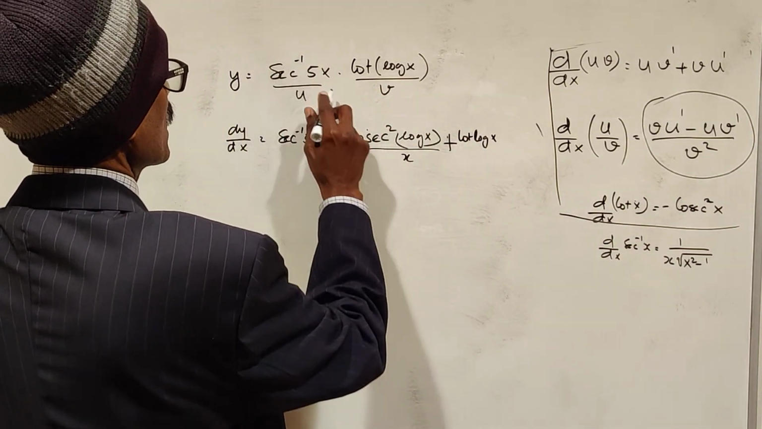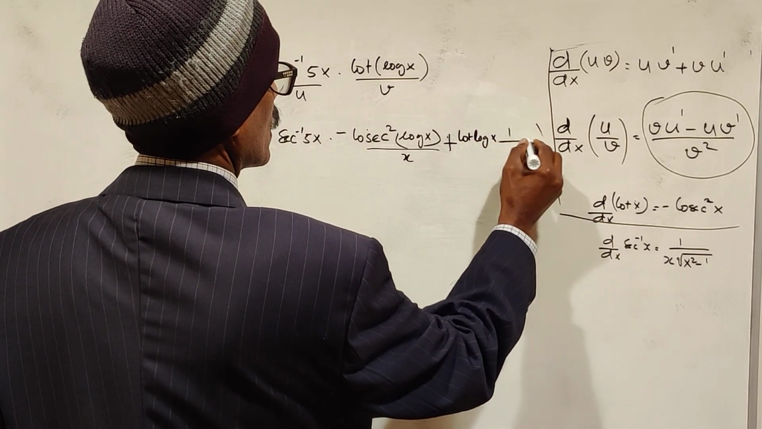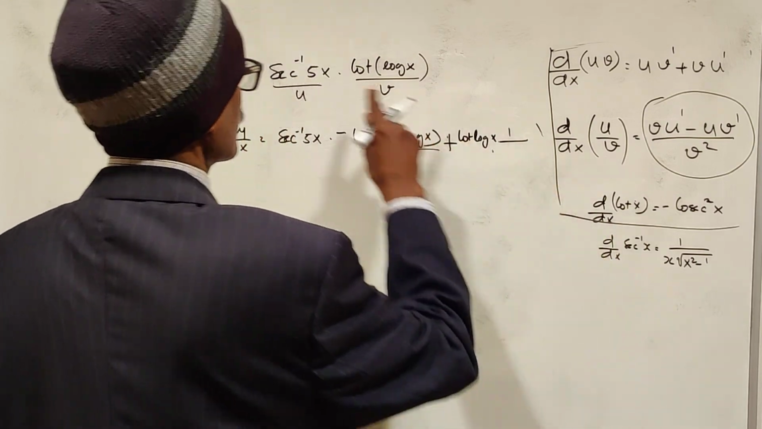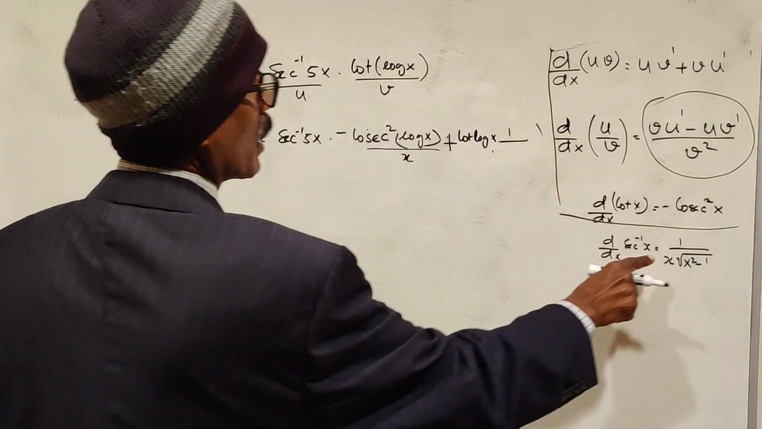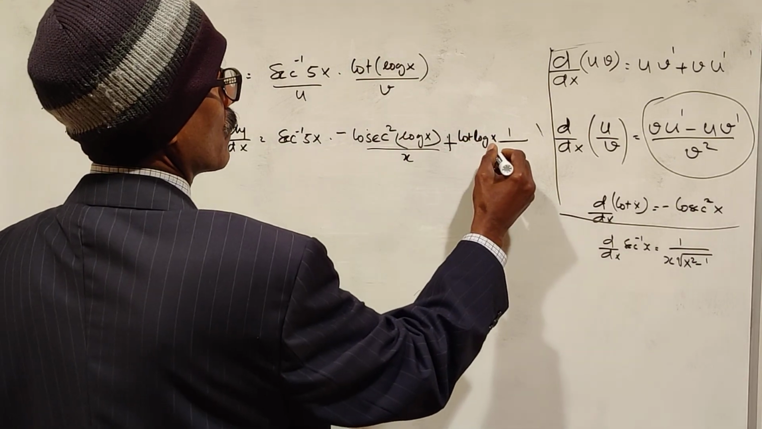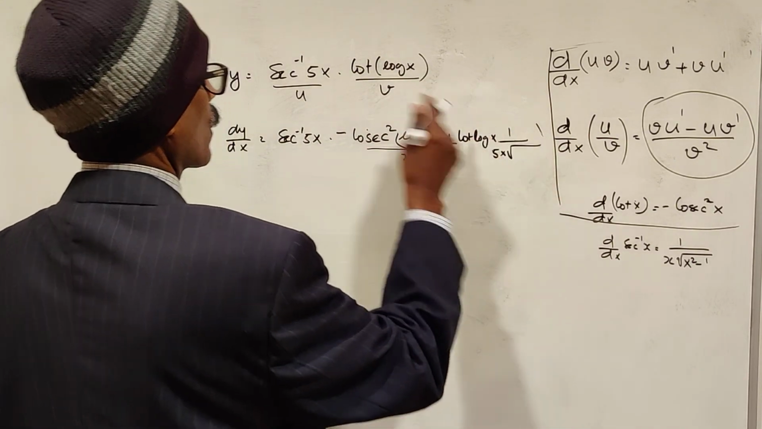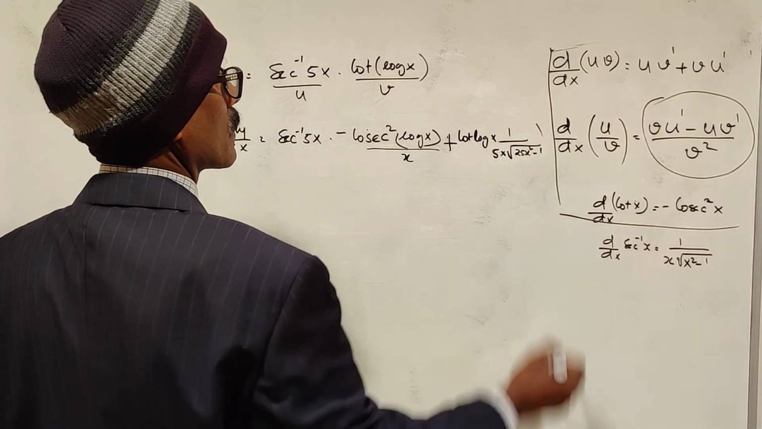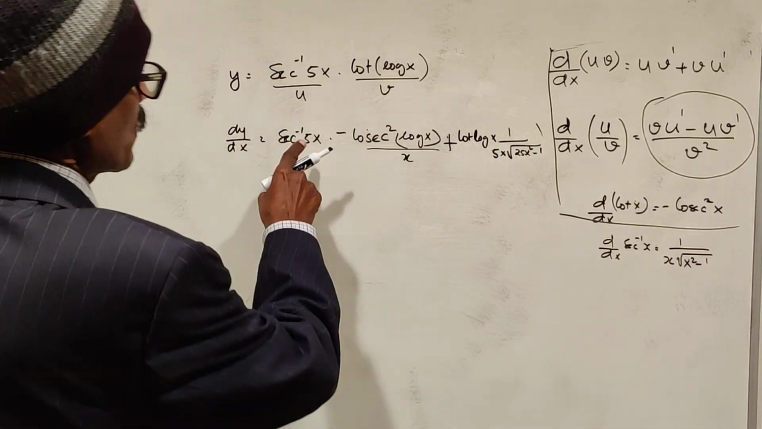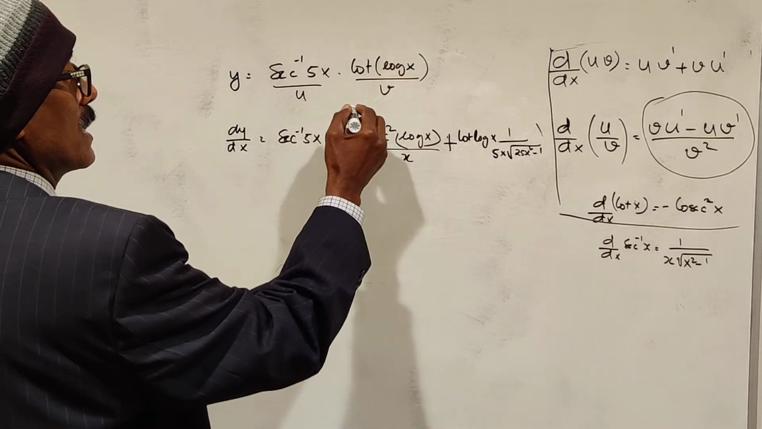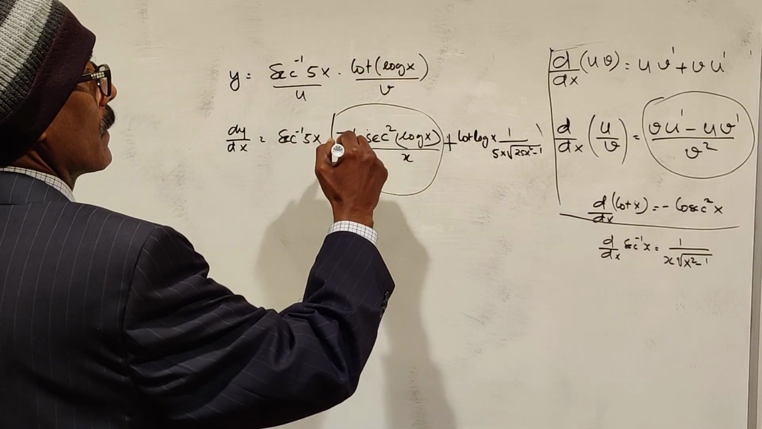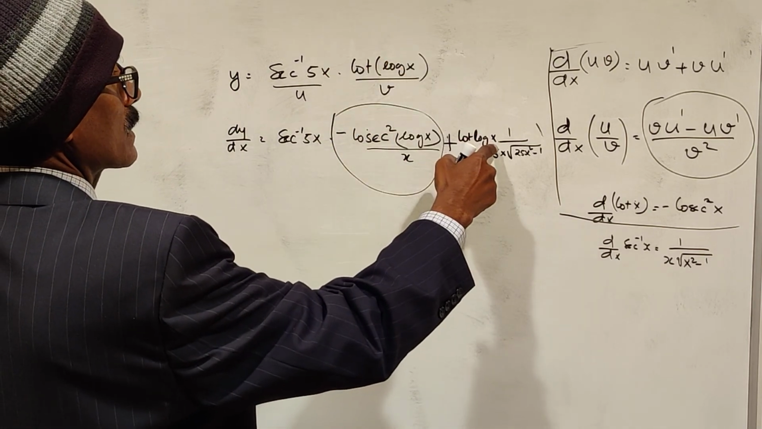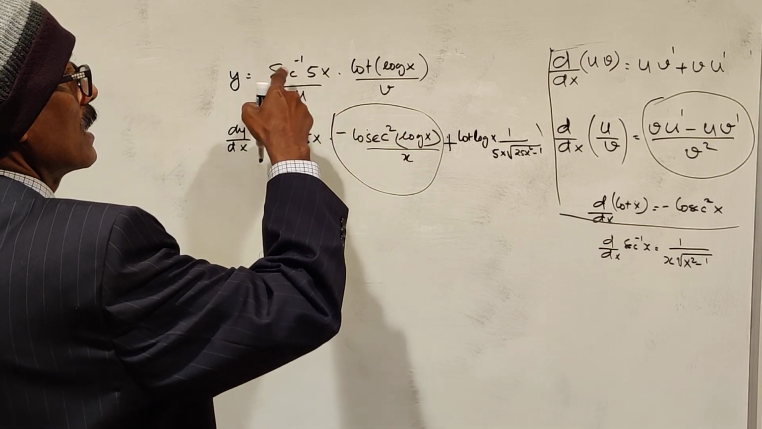Derivative of sec inverse 5x: 1 by u into square root of u square minus 1, where u is 5x, so 5x times square root of 25x square minus 1. First function into derivative of second, plus second function, cot log x, into derivative of first, sec inverse u.